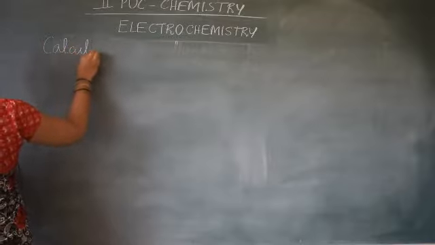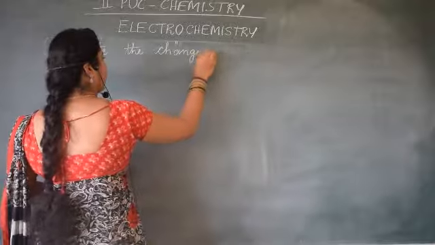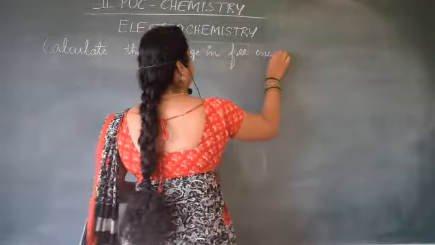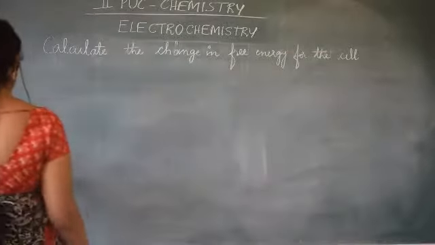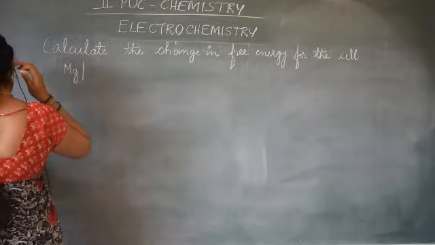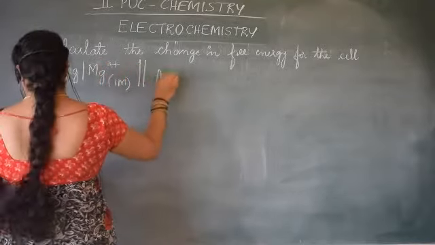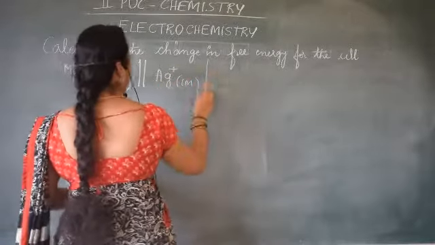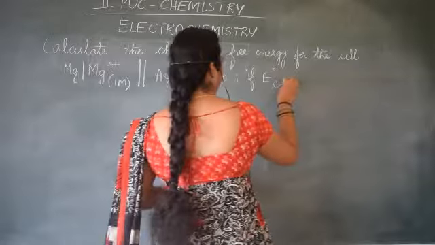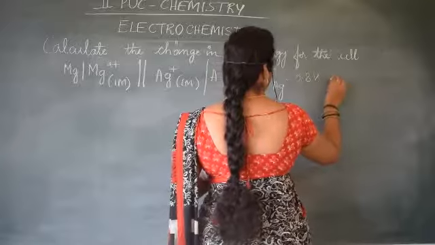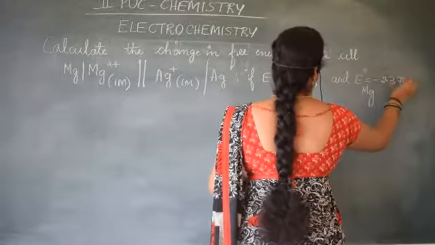Calculate the change in free energy for the cell Mg | Mg2+ (1 molar) || Ag+ | Ag, if E naught of Ag is equal to 0.8 volt and E naught of Mg is equal to minus 2.37 volt.